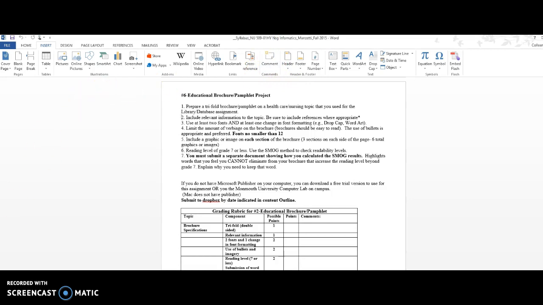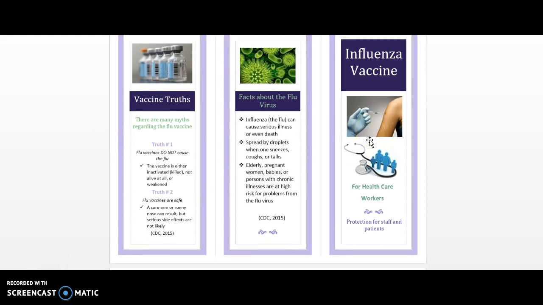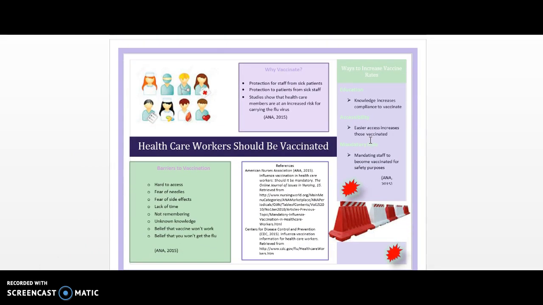So if you go to the top, by going to insert, you can find word art and drop cap and ways to change the font of your assignment. Your brochure should be easy to read, and the use of bolds is appropriate and preferred. Your font should be no smaller than 12. There should be graphic images in all sections, and I'm going to show you an example. This is an example of a brochure done by a student. This is the first 3 folds, and as I scroll down, you will see the subsequent folds.